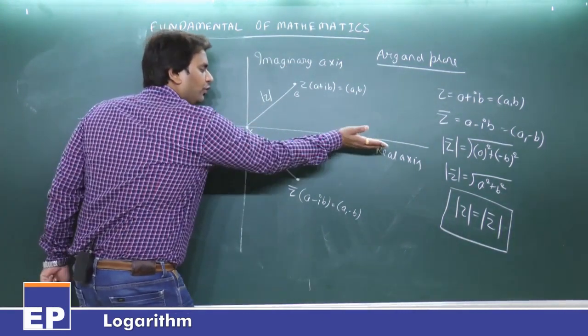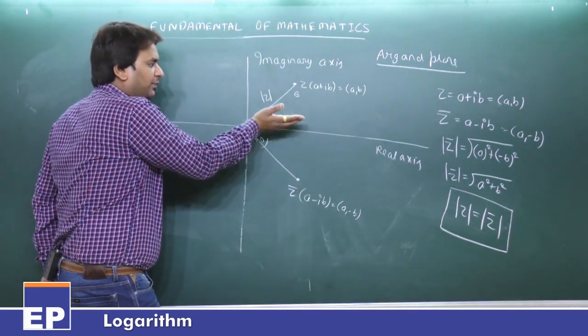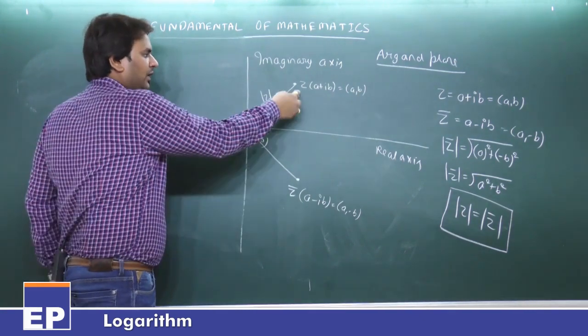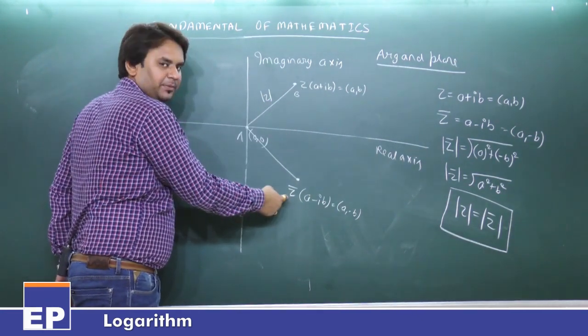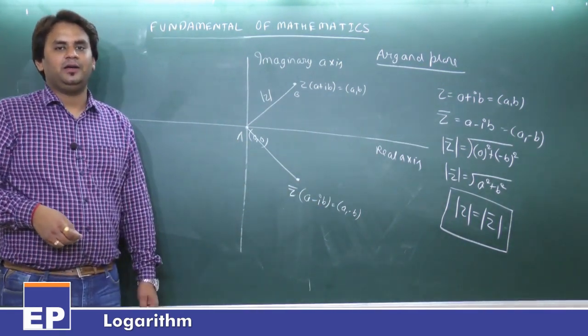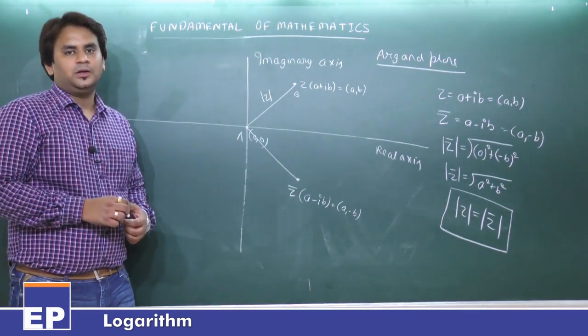If you want to find the mirror image of z in the real axis, the modulus stays the same, and you can see it like this. The mirror image of z is z bar, a minus iota b. So these are the geometrical meanings of z, modulus of z and z bar. So we have completed modulus and conjugate. Note it down.